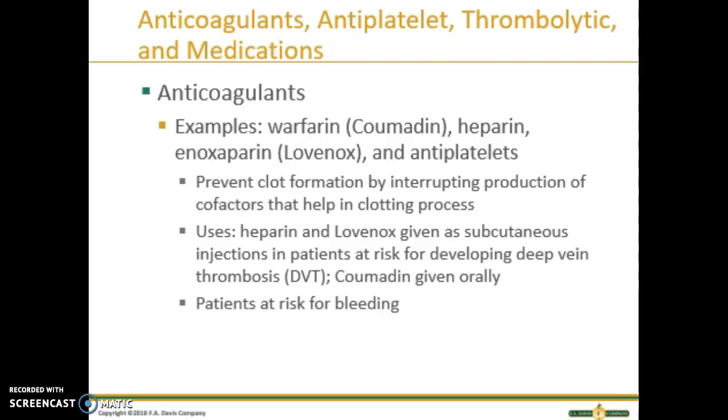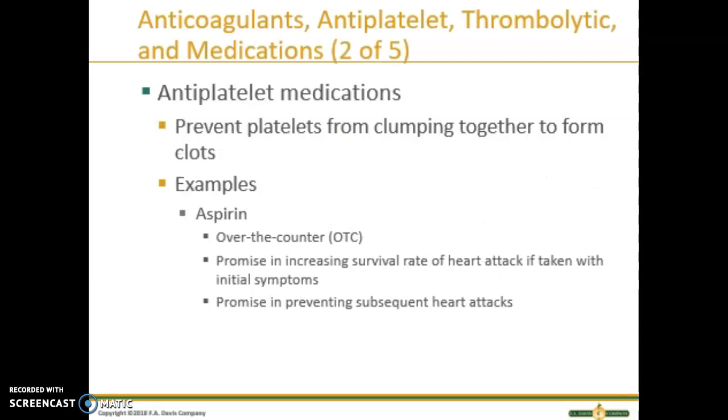Patients are at risk for bleeding, and so it's important that the patient reports that they are taking these medications, especially if you've gone in for surgery. They always ask you if you're taking any, and they usually ask for the patient to stop taking it for 7 to 10 days prior to a major surgery.